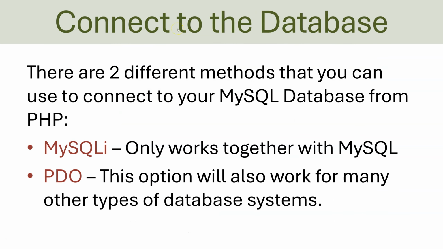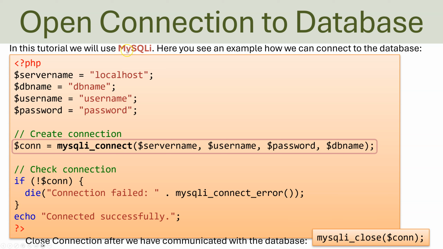So in order to connect to a database from PHP, you have two different options. There are two libraries that are part of PHP that you can use. Either the package or library called MySQLi, which only works for MySQL databases. The second option is PDO. This option also works for all types of database systems, like SQL Server from Microsoft, etc. In this tutorial I will stick to the MySQLi alternative.